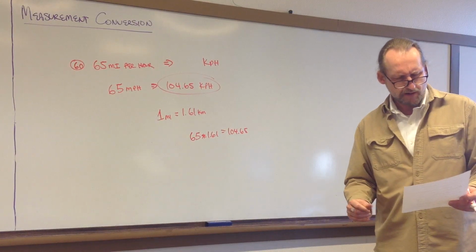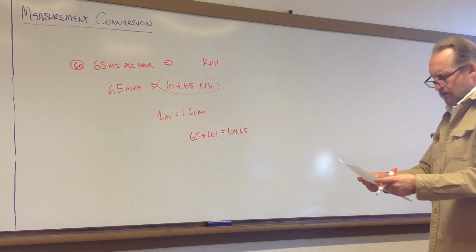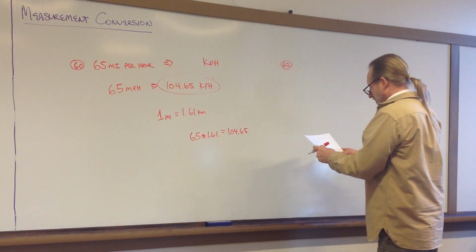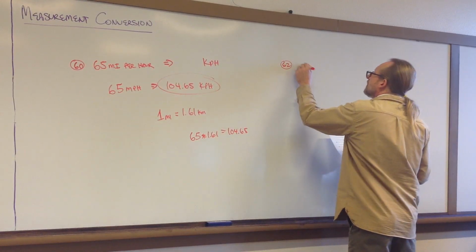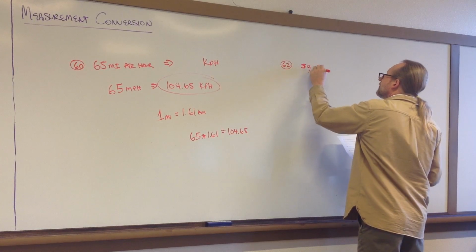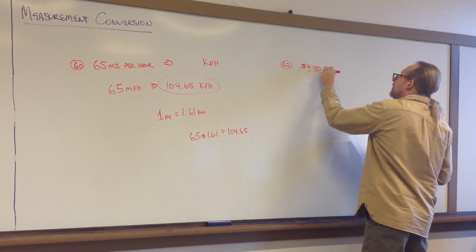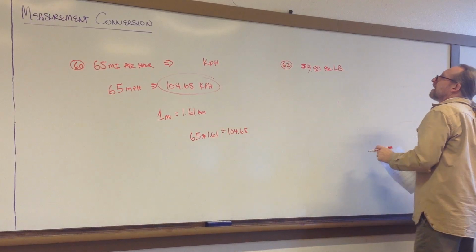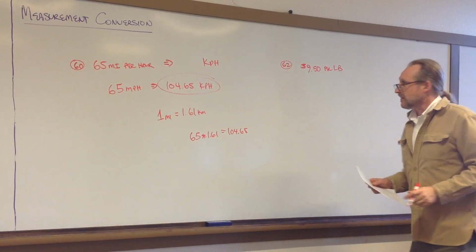Okay. Let's see here. Problem 62. Calcium carbonate costs $9.50 per pound. Find the cost per kilogram. Well, let's see here.